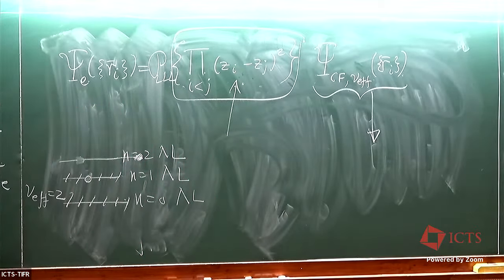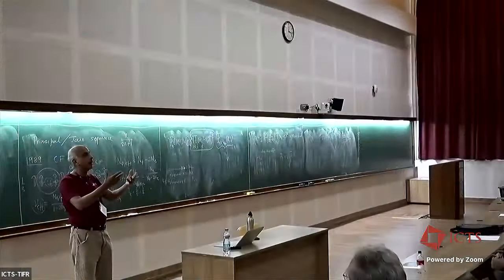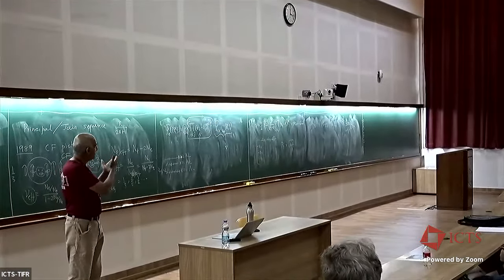It's doing much more than flux attachment. This wave function is not only attaching flux, it's also pushing the particles apart. In fact, this is the primary reason it happens, because the Coulomb interaction doesn't want them close together. So there are two things going on. The Coulomb interaction wants them to be far away from each other, but the lowest Landau level forces everything to be analytic. So in an analytic situation, how do you make the particles go further apart? You have to multiply by Zi minus Zj to some power. That's the reason this happens.